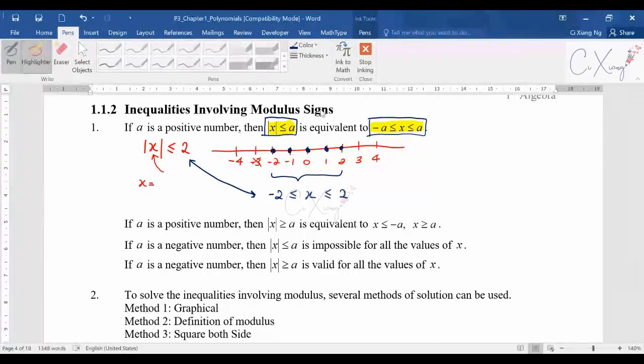When you want to apply this result, there's one important thing that you need to know. The a must be a positive number. Only then can you use this result.